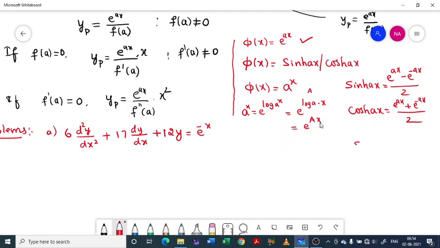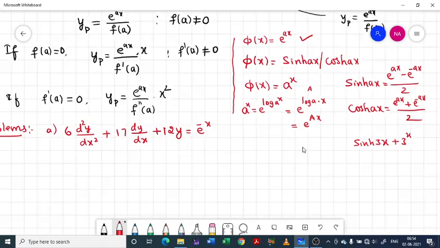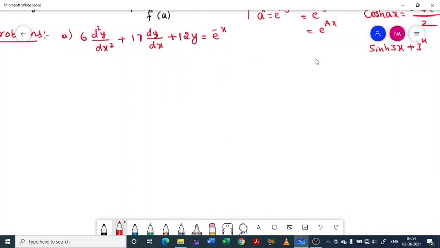And sometimes you will get a combination of this. You may get phi of x to be sinh 3x or 3x plus 3 power x. You may get a combination of that. You cannot exclude that condition also. So these are the different cases where type 1 can be applied successfully.